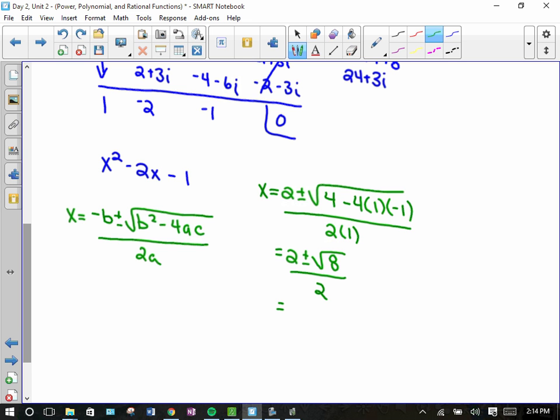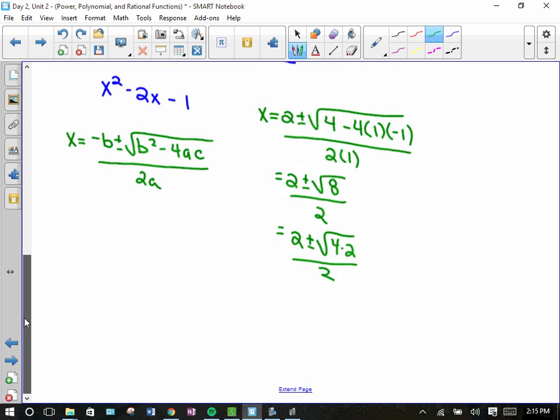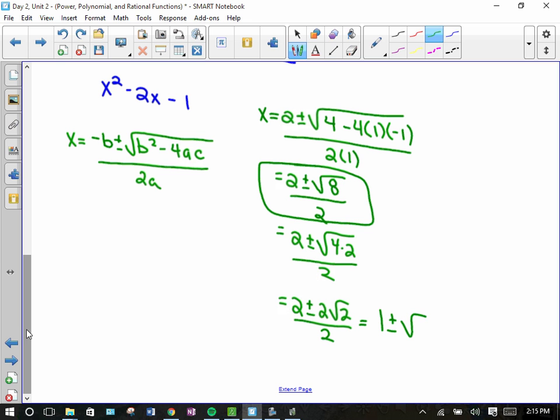Another thing I can do is 2 plus or minus the square root of 4 times 2 divided by 2. So that's equal to 2 plus or minus, what's the square root of 4? 2, so I can pull that out. Square root of 4 is 2, square root of 2 divided by 2. I will say, if you left me with this answer, I would accept it. But right here, the 2's all canceled out, so I'm left with 1 plus or minus square root of 2.